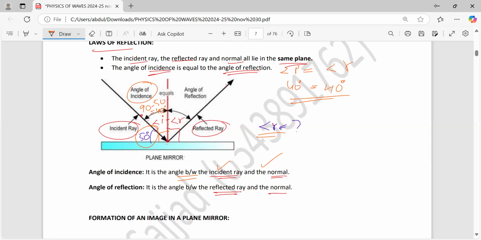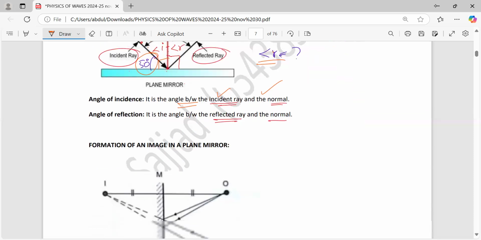So the answer will always be between the incident ray and the normal for the angle of incidence, and the angle of reflection is the angle between the reflected ray and the normal. So the normal will be there, not the surface of the mirror. No, not at all. So my dear friends, be careful, and this is a very common MCQ even in exams.